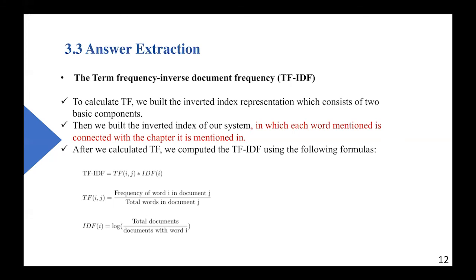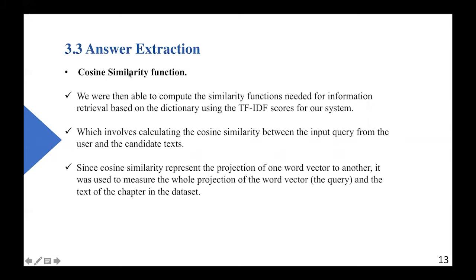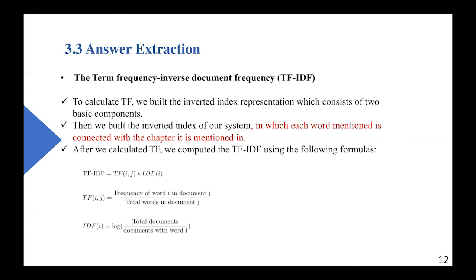Then, we apply two text similarity measurements to calculate the similarity between each word in the user query and our dataset. The first one is term frequency inverse document frequency. The second one is the cosine similarity function. To calculate term frequency, we build the inverted index representation, which consists of two basic components, which are the inverted list and the vocabulary. Then we build the inverted index of our system, in which each word mentioned is connected with the chapter it is mentioned in.